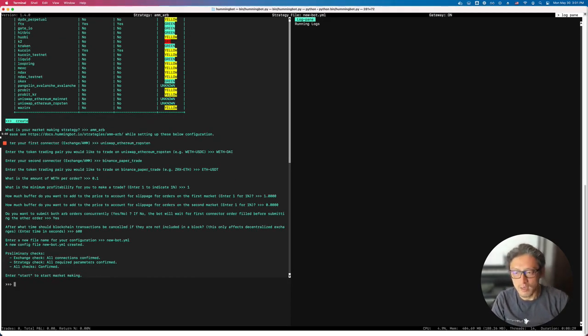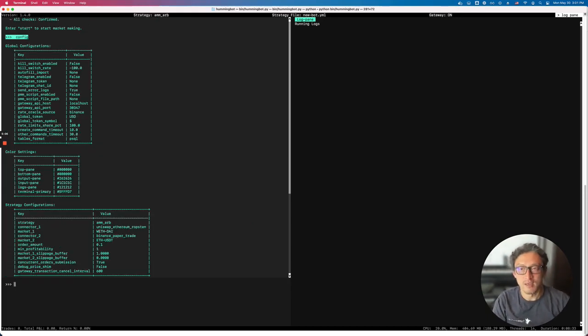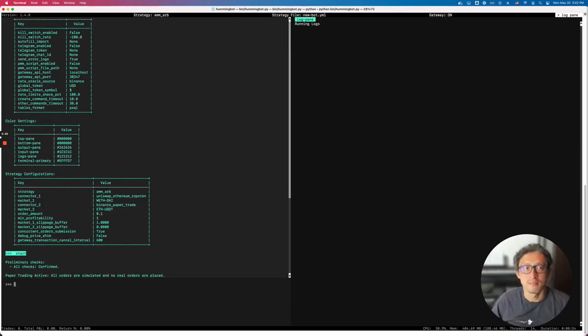All right, so before we start the bot, it's always a good idea to run the config command to see what your configurations actually are. So we have some global parameters up here, and we can see that we are indeed running the AMM Arb strategy on Uniswap Ropsten versus Binance paper trade, and we're trading these two pairs with this 0.1 order amount. So let's start the bot.